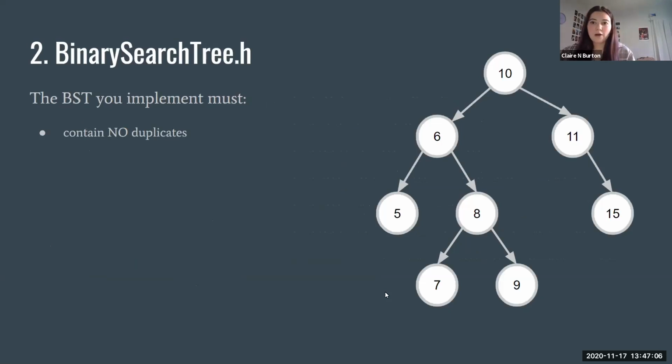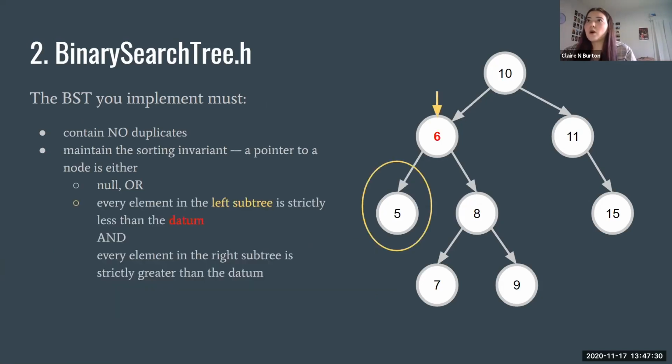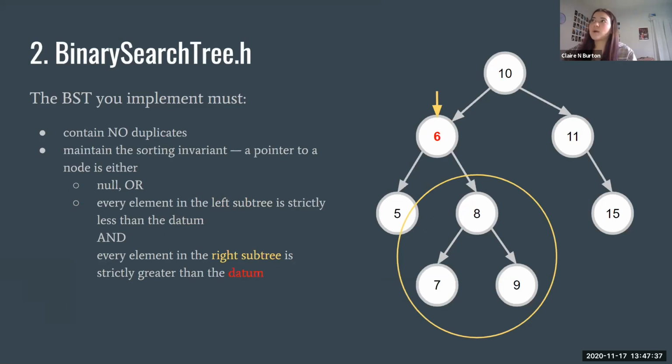Just to talk a little bit about a binary search tree, your binary search tree will not have to handle duplicates, so you do not have to worry about ever inserting a duplicate element into your binary search tree. It's important also, the whole part of being a binary search tree is that it has a sorting invariant that must be maintained. A pointer to a node is either a null pointer, or everything directly to the left of it must be less than the current node, and everything directly to the right of it must be greater than the current node.